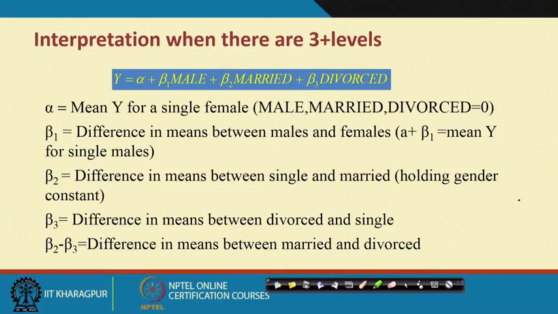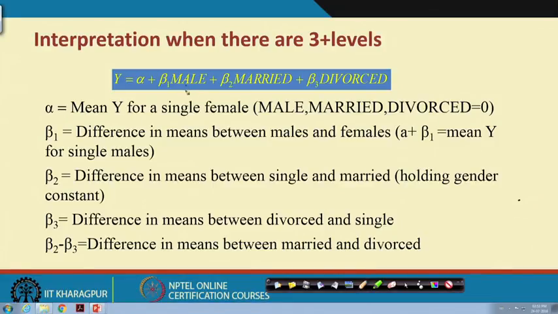Now come to the practical, connecting to the last class example. y equal to alpha plus beta 1 male plus beta 2 married plus beta 3 divorced. That means technically there are 3 variables and all will be represented in the form of dummy. For instance, in the case of males, the answer is either yes or no, so then we can put say 1 and 0.